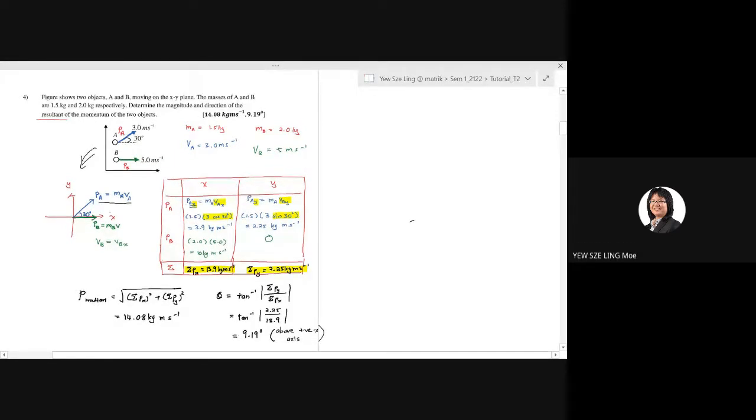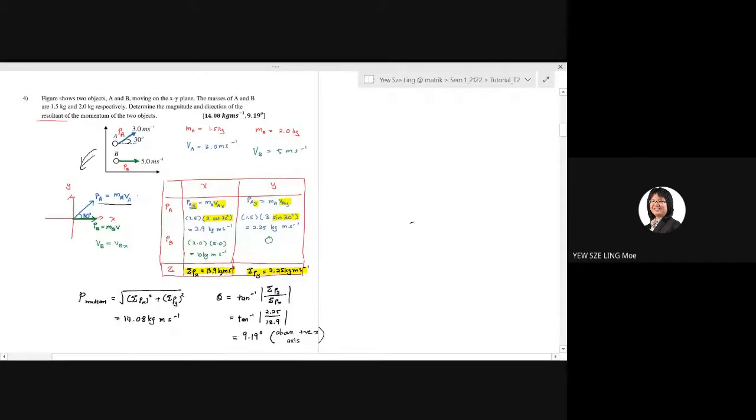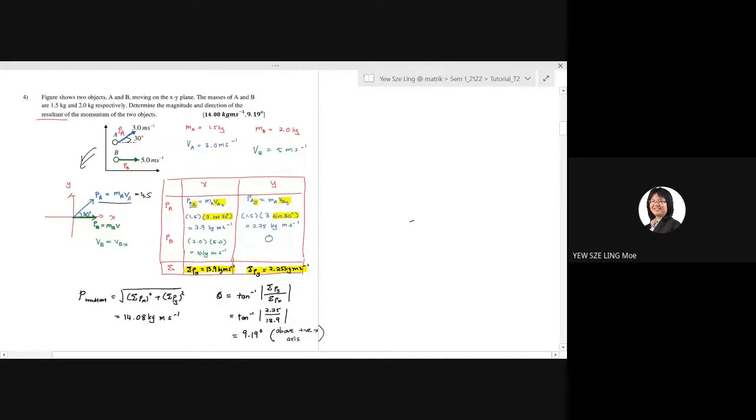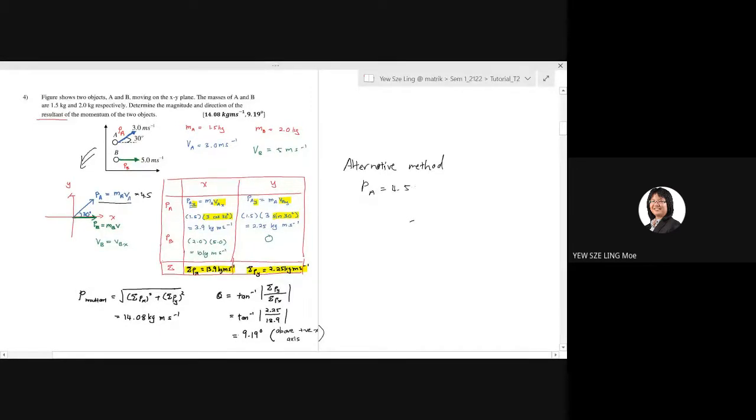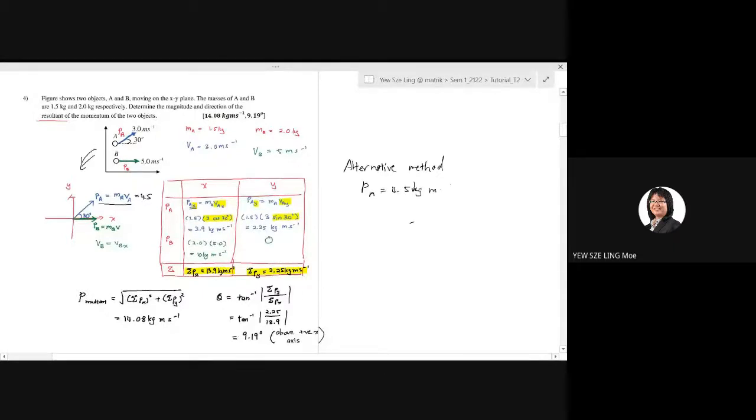Now, some students might ask me, can I calculate PA first before I resolve it? Of course you can. You can calculate PA, which is equal to 4.5, and then you resolve the P. So 4.5 cos 30 degrees, 4.5 sin 30 degrees. You're still going to get the same answer. So this is an alternative method. You calculate PA and you calculate PB. PA equals 4.5 kg m s^-1, PB equals 10 kg m s^-1.